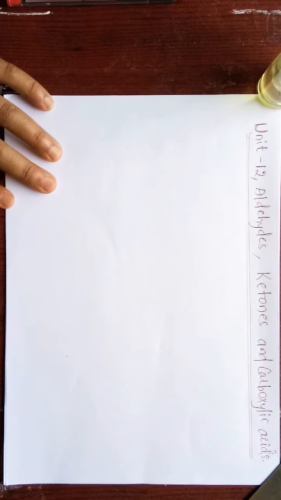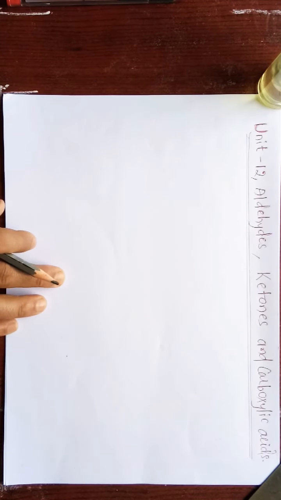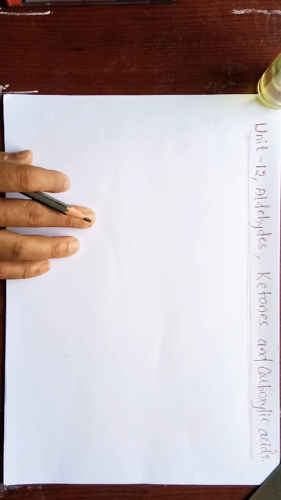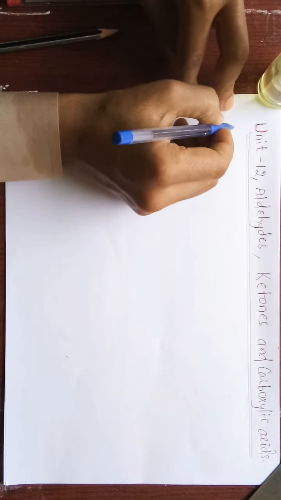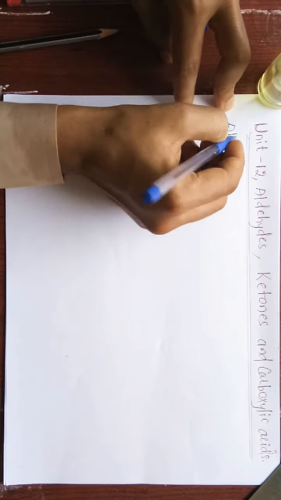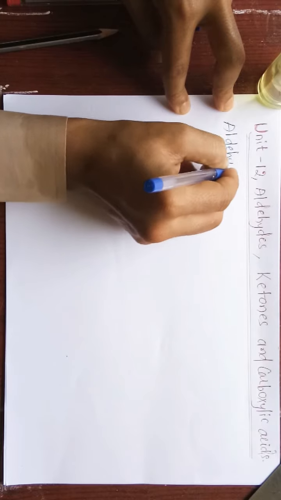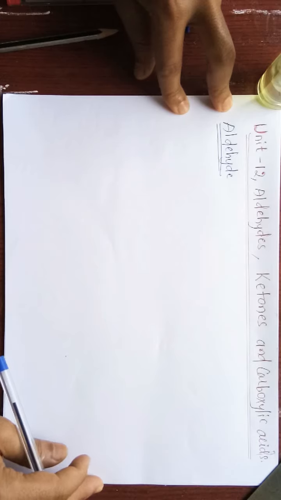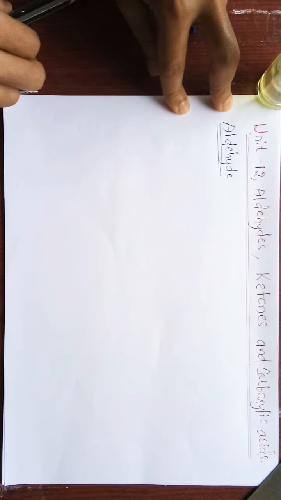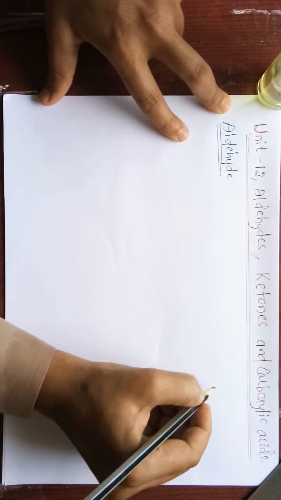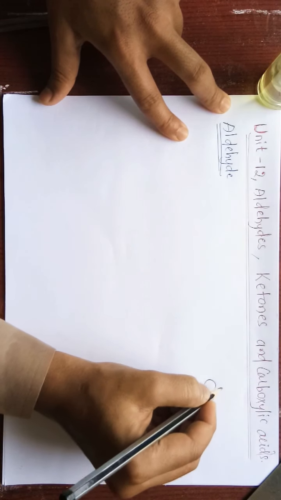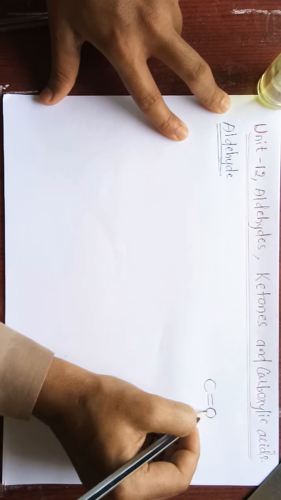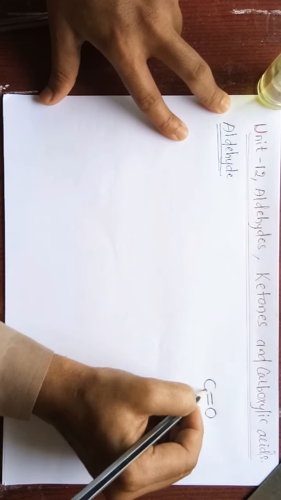Here separately we will see how we can denote aldehyde, ketones and carboxylic acid. So the first one is aldehyde. Students, to understand aldehyde, first we know this: carbon double bond oxygen, carbon double bond oxygen.